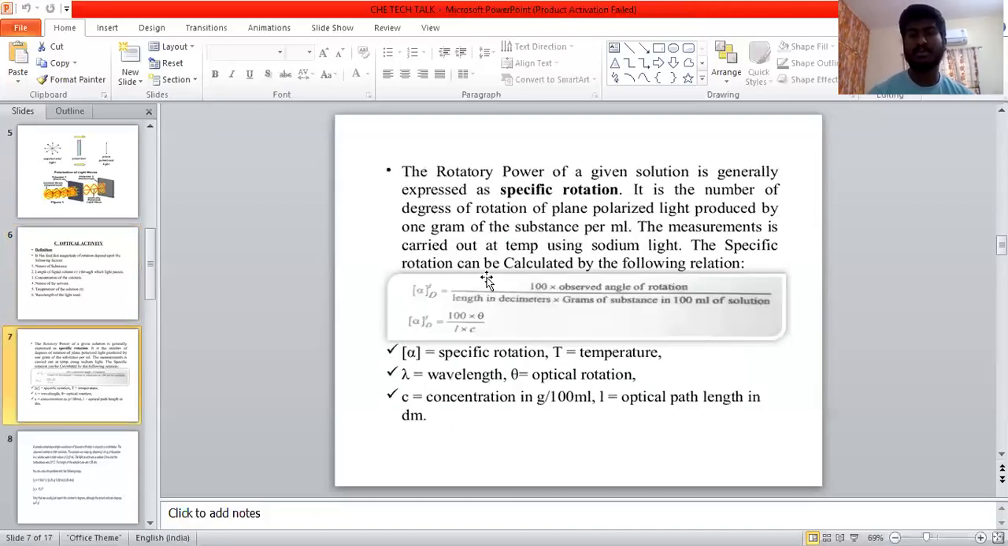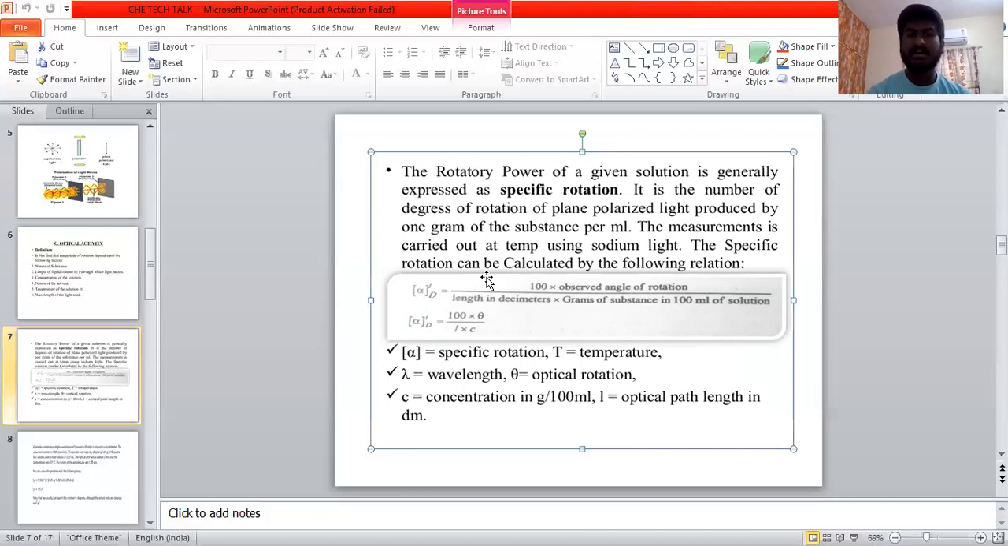Next, coming to specific rotation. The rotatory power of a given solution is generally expressed as specific rotation. So what does specific rotation mean? It is the number of degrees of rotation of plane polarized light produced by 1 gram of substance per ml. The measurement is carried out at a particular temperature using a particular wavelength. The specific rotation can be calculated by the following relation. This is the formula for calculating your specific rotation, and using this formula, we can even solve numerical problems related to specific rotation.